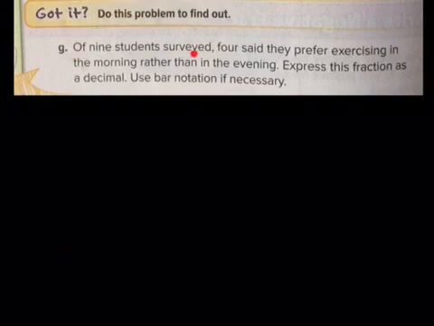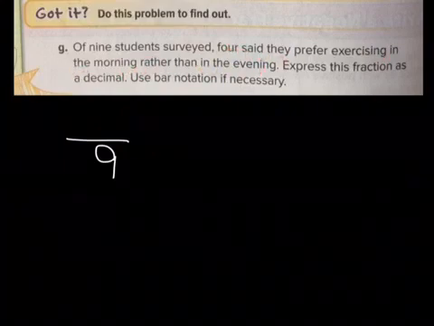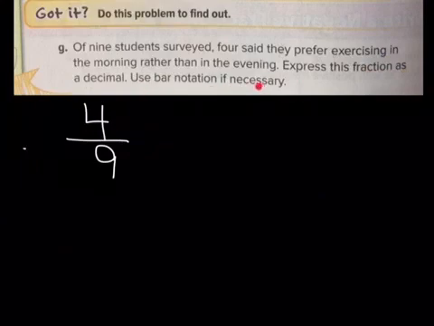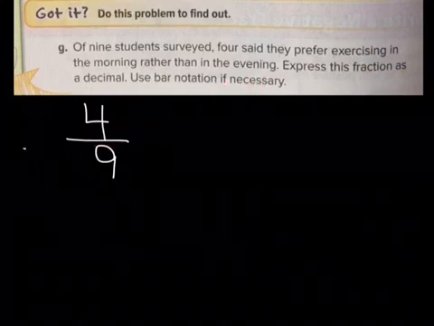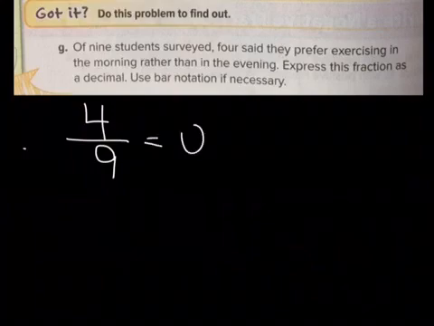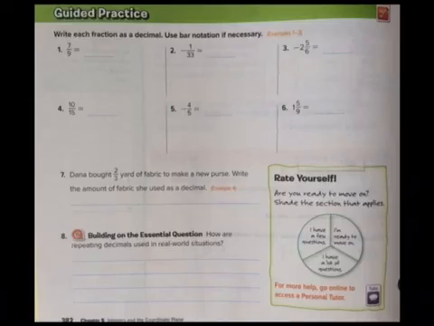Of 9 students surveyed, so I know it's out of 9, 4 said they prefer exercising in the morning rather than in the evening. There's our 4. Express this fraction as a decimal. Use bar notation if necessary. Oh, we know it's necessary because it's right over 9, and we've already discussed that any number over 9 will be that number, right? Bar notation in the 10th place. And there it is.